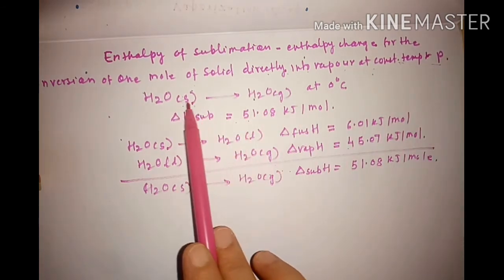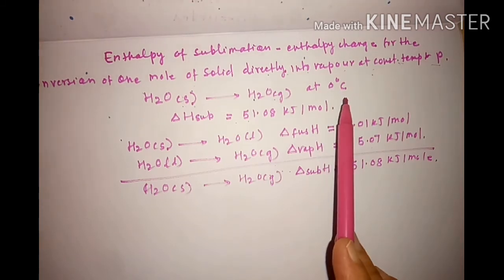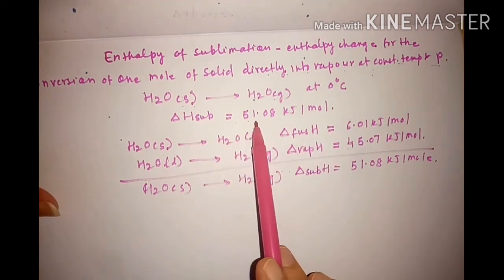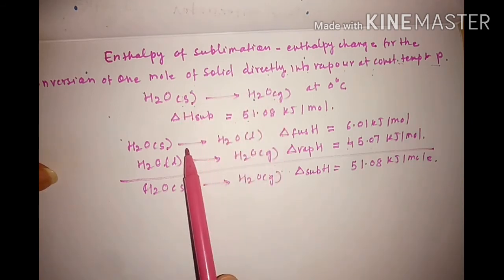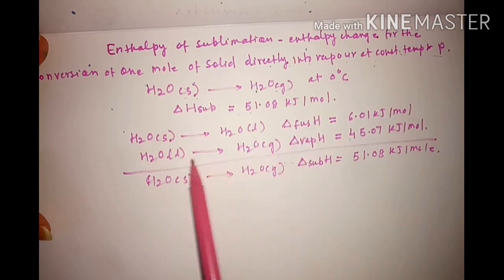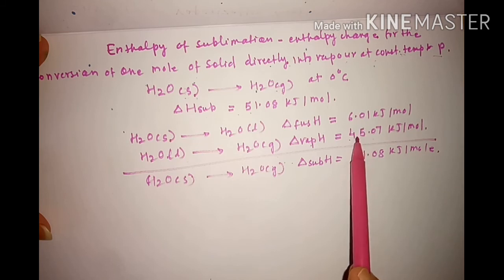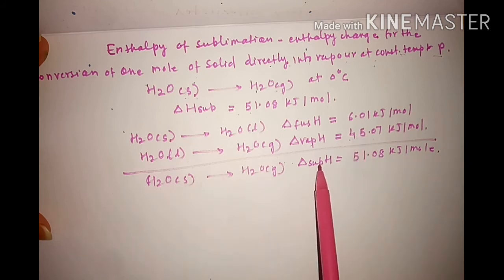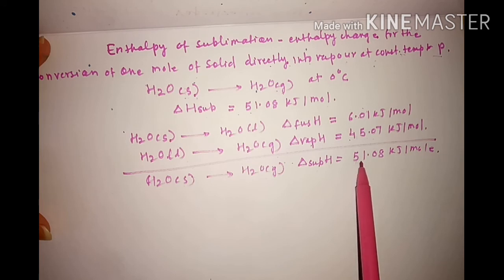So solid ice is converted into its vapor form at 0 degrees Celsius through sublimation, that is 51.08. Actually this conversion will take place in 2 steps. First there is a fusion and then there will be vaporization. When you add these 2 things together, you will get this equation. This is what we call the enthalpy of sublimation, which is the sum of these 2 processes, that is 45 plus 6 coming out to be 51.